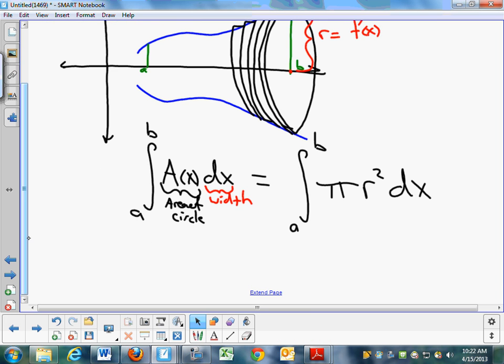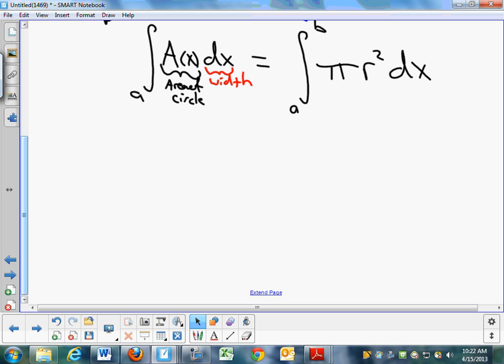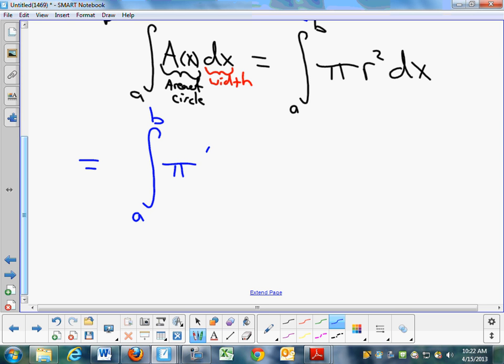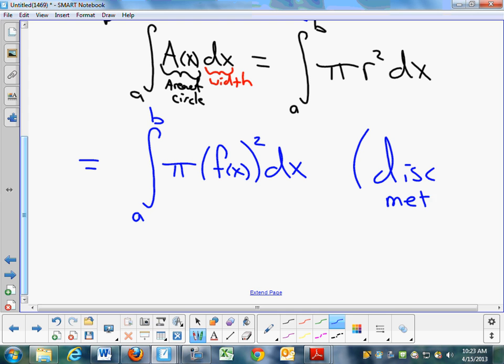So therefore, and I can't always, this doesn't work all the time. We have a lot of different shapes that come up, but this is one basic formula. We integrate from A to B of pi times f of x quantity squared dx. And this is the disk method. We slice off a disk, we're going to integrate it.